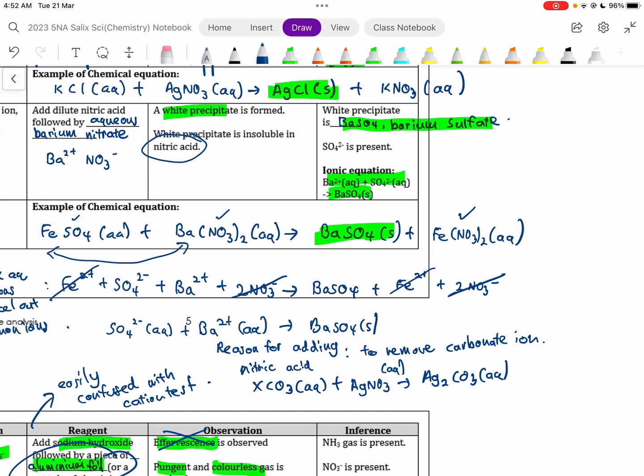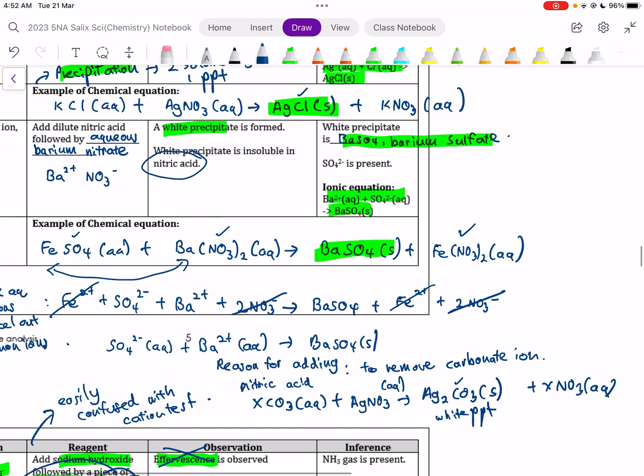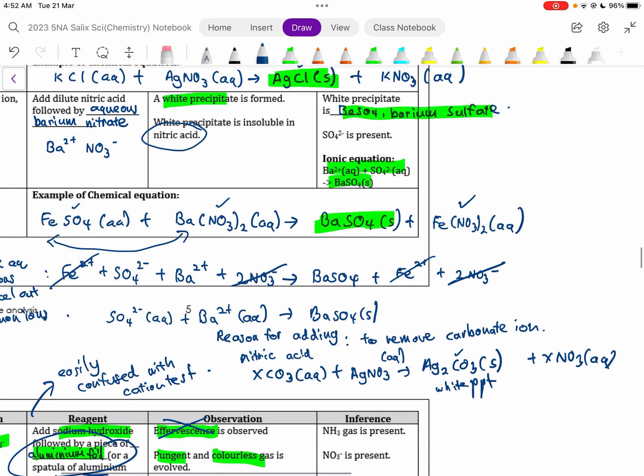And then the other one is the barium carbonate. I keep writing the wrong state symbols today. This one is also a white precipitate. Then you don't know whether the white precipitate is because of this or because of your silver chloride. The same goes for the barium one, you also get a white precipitate, and you don't know what it's because of. So adding nitric acid removes this carbonate.